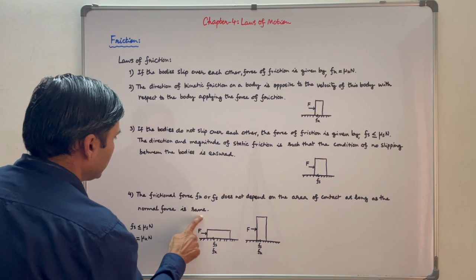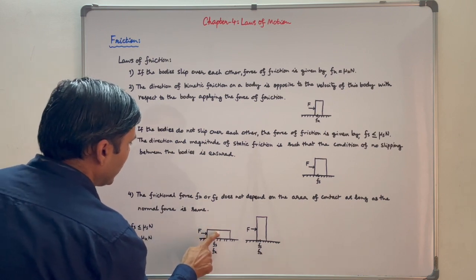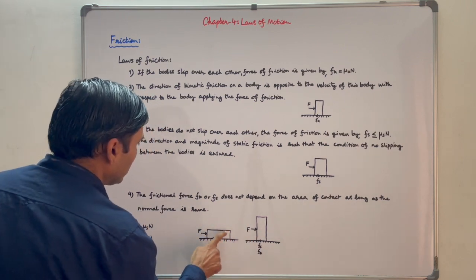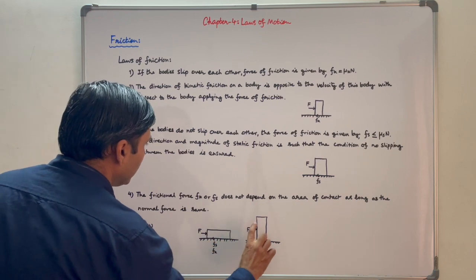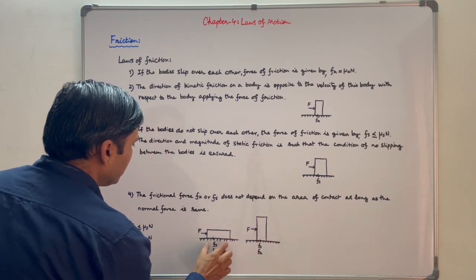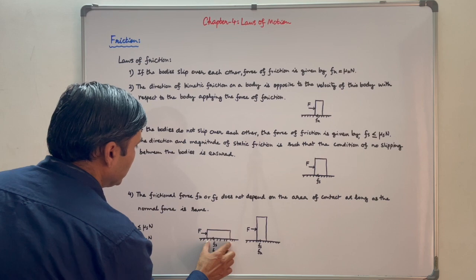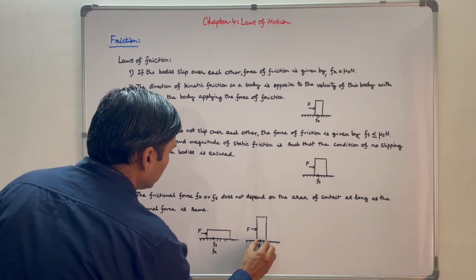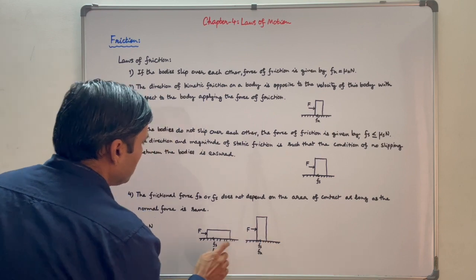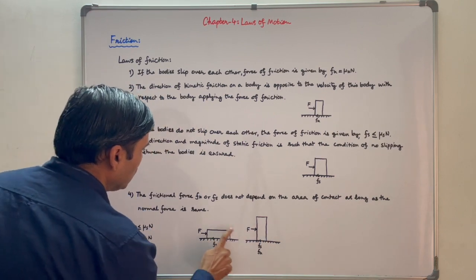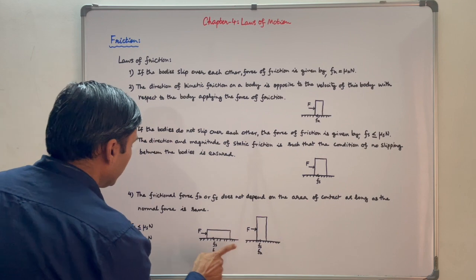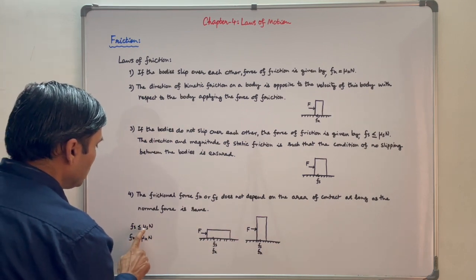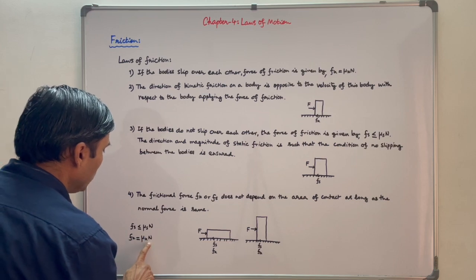normal force is same. Suppose there are two identical bricks. They are kept on a surface, first like this and second one like this. In first case, area of contact between the two objects is more, and in second case, area of contact between the two objects is less. But Fs or Fk in both the cases will be same, as Fs is less than or equal to μs into N and Fk is equal to μk into N.